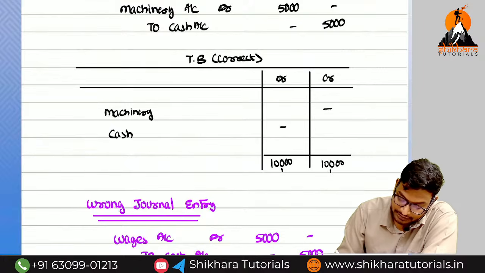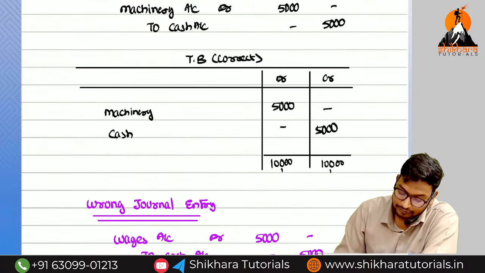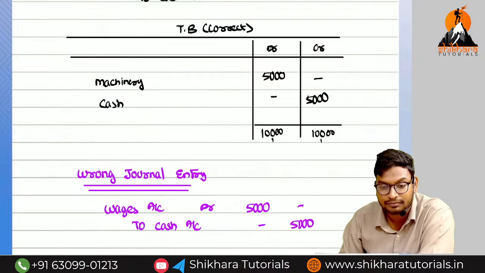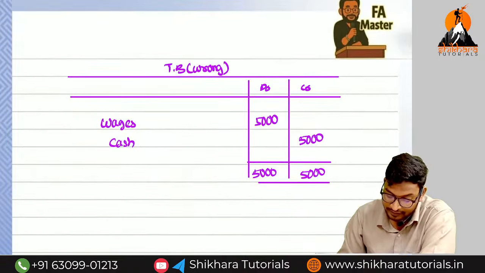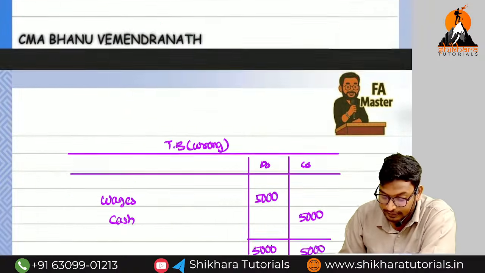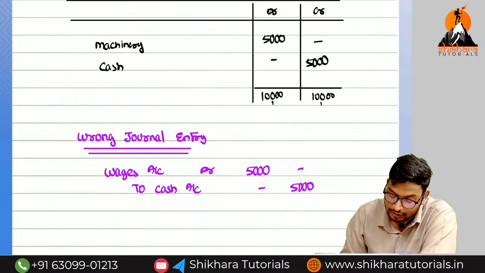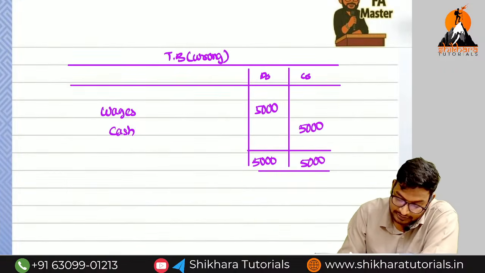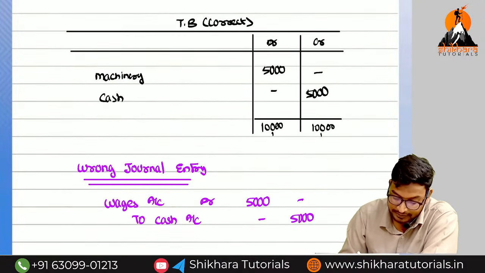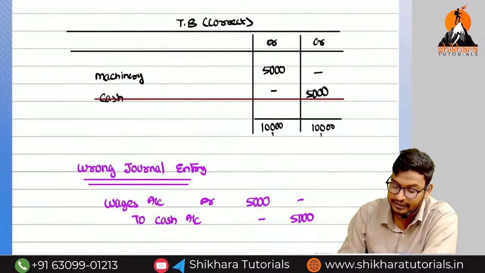How much amount do we need to record, ma? 5,000 and 5,000. So machinery, how much should be there, ma? 5,000. And cash on the credit side, how much, ma? 5,000. See here, sir, here cash is there, correct only. So in the correct one it is correct, in the wrong one also it was correct. So for that reason we are going to strike off what, ma? Cash. Because both are correct, we should not disturb anything. For that reason we are going to strike out the cash.